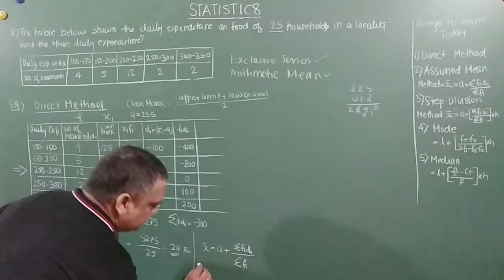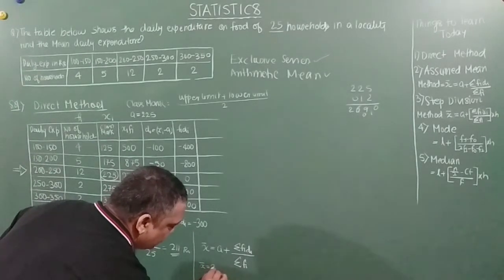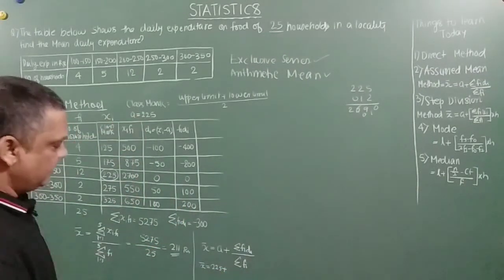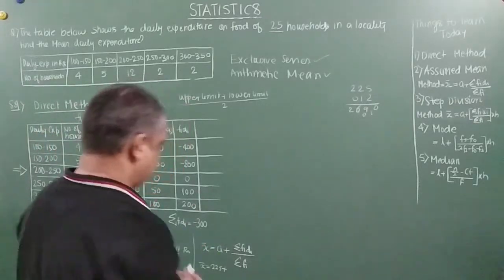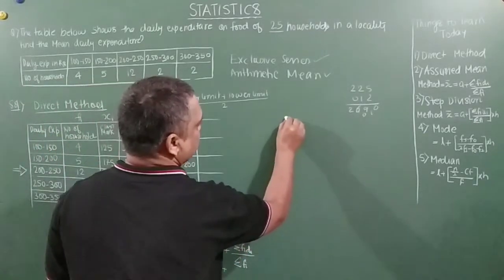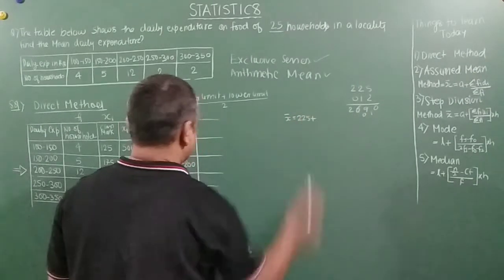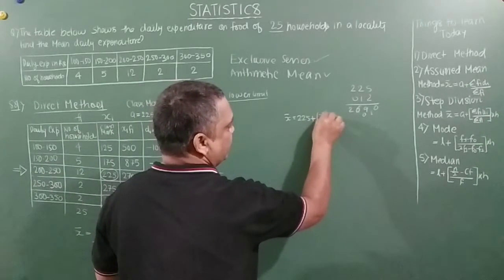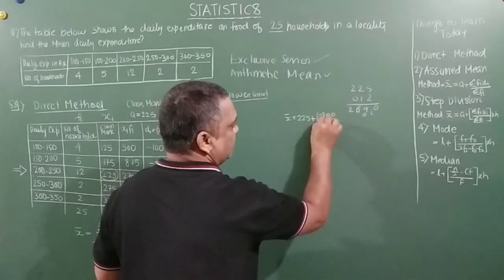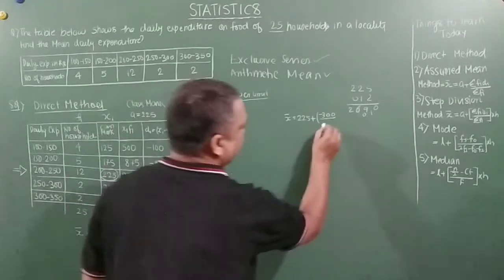Okay. So x bar will be equal to 225. We assumed it to be the mean here, 225, right? So let me do it here and then rub it off. That is a better idea. So x bar is equal to 225 plus minus 300, right? So minus 300 divided by this. How much? 25, sigma of fi.